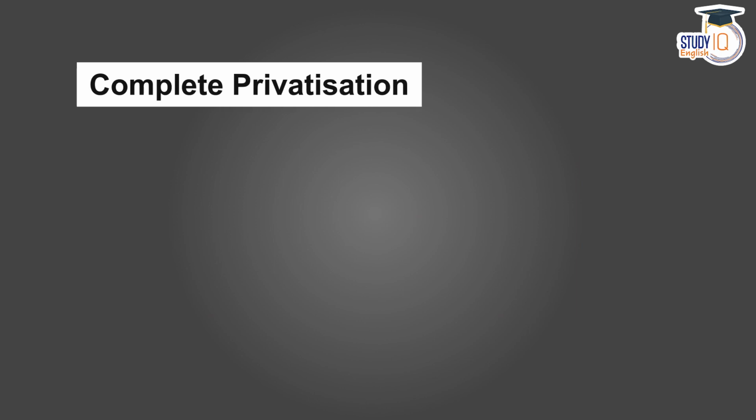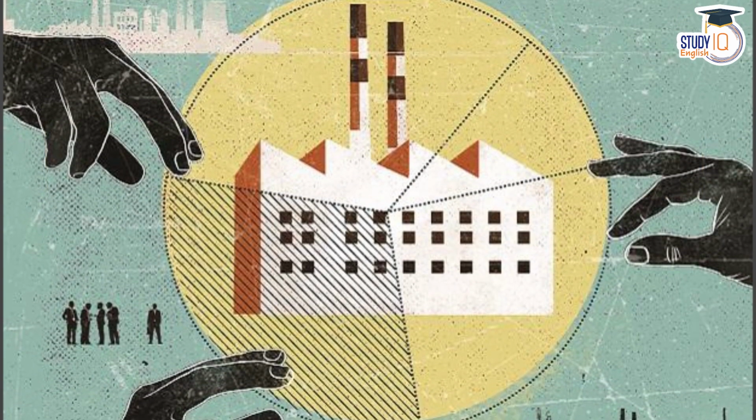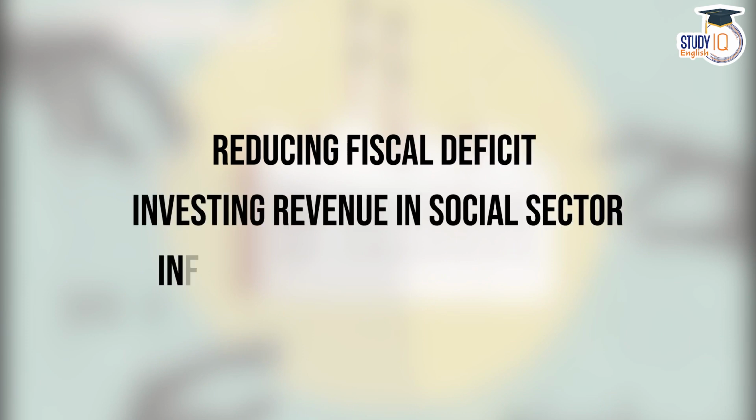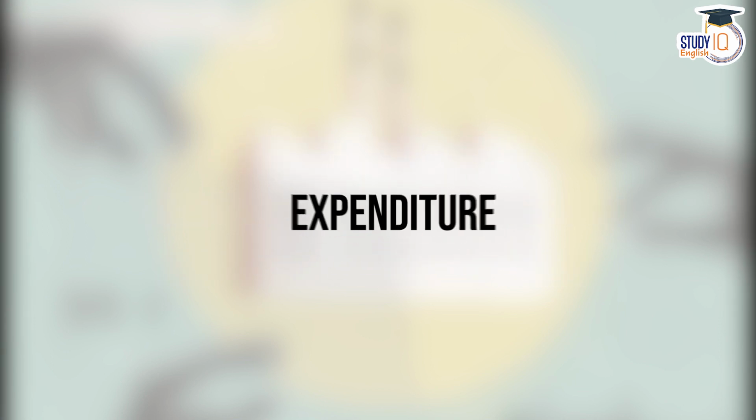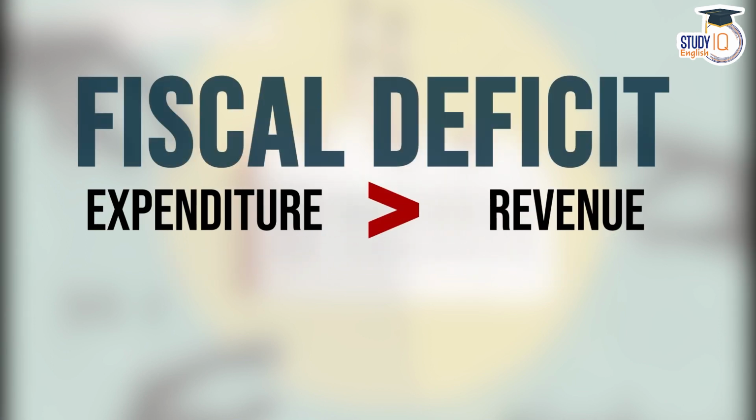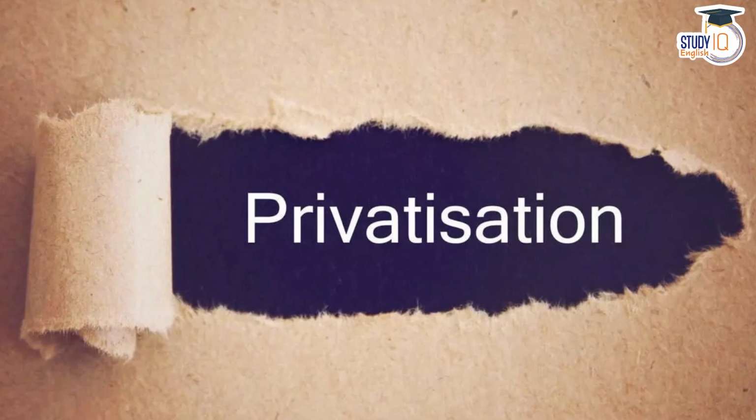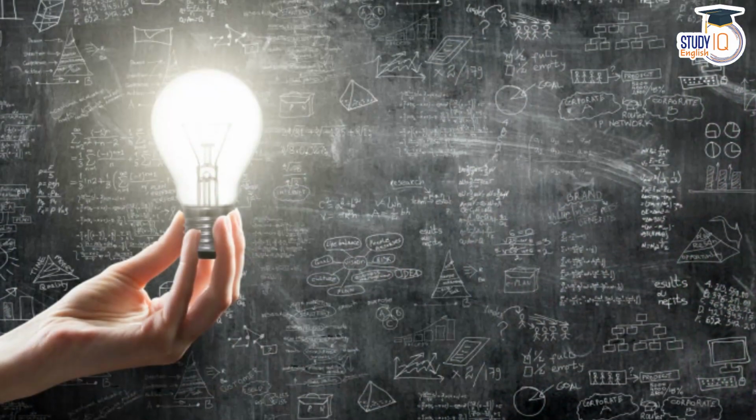The third approach is complete privatization. Under this, 100% control passes on to the buyer. The main objectives behind the government's disinvestment policy are reducing fiscal deficit, investing the revenue in the productive social sector, and facilitating infrastructural development. When the government's expenditure exceeds its revenue, a situation of fiscal deficit arises. Experts believe that the efficiency of the companies could be increased through privatization, which would also enhance market competition, market discipline, and innovation and technology.